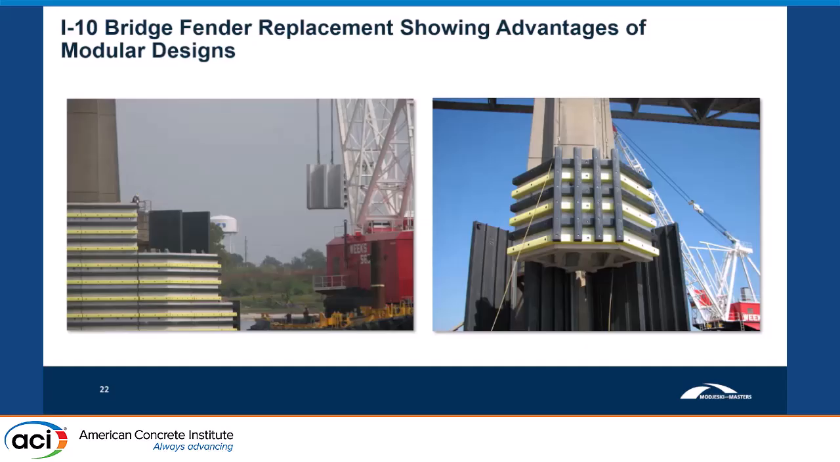And this is a modular design on I-10. These bridge piers had steel piles installed around the perimeter, and then concrete modular blocks were slid in place between the piles. The intent is that after a collision, the damaged portion can come out and a new precast section can come in. And I know this has happened at least once.